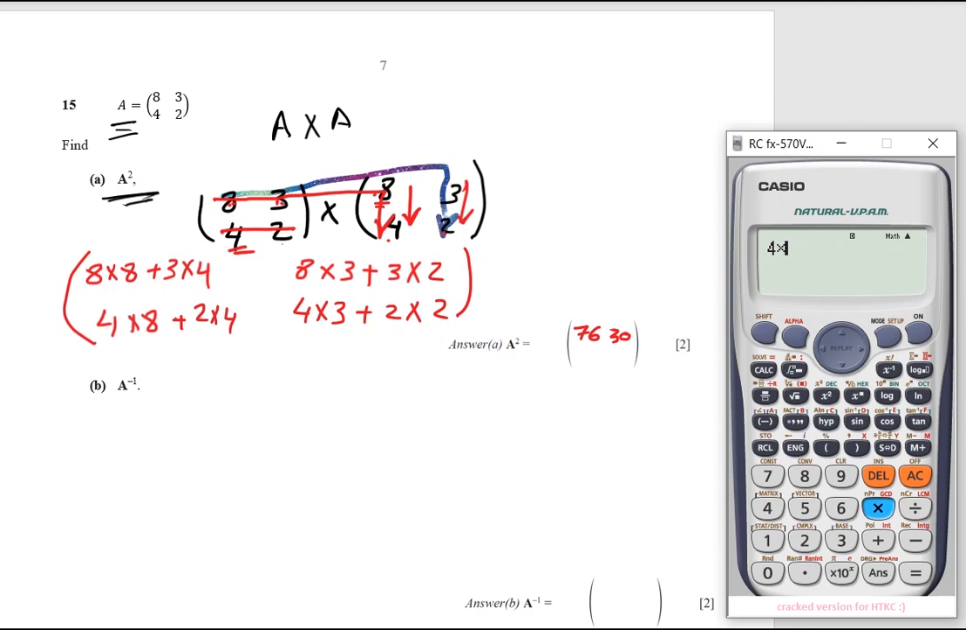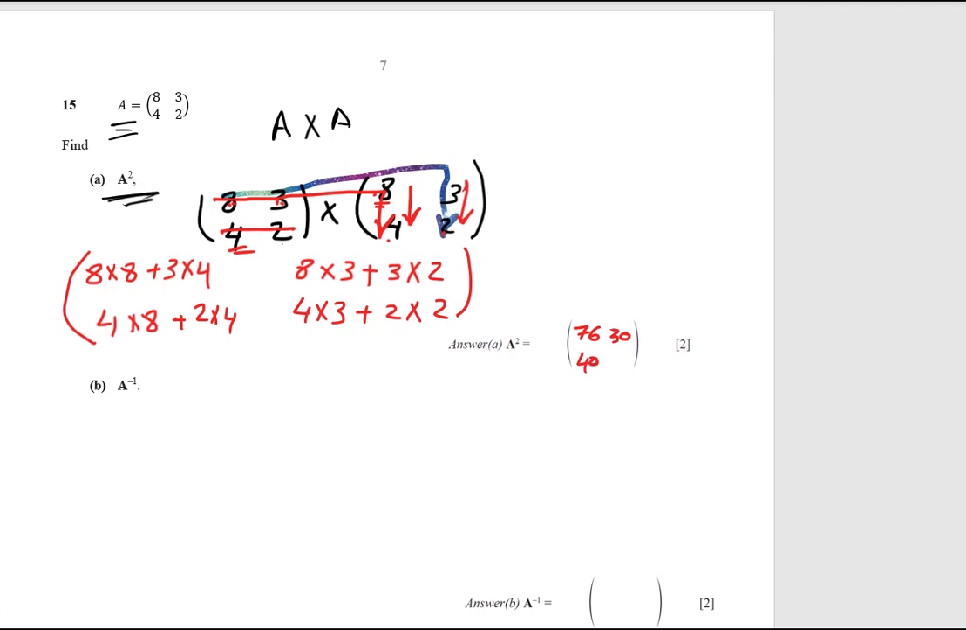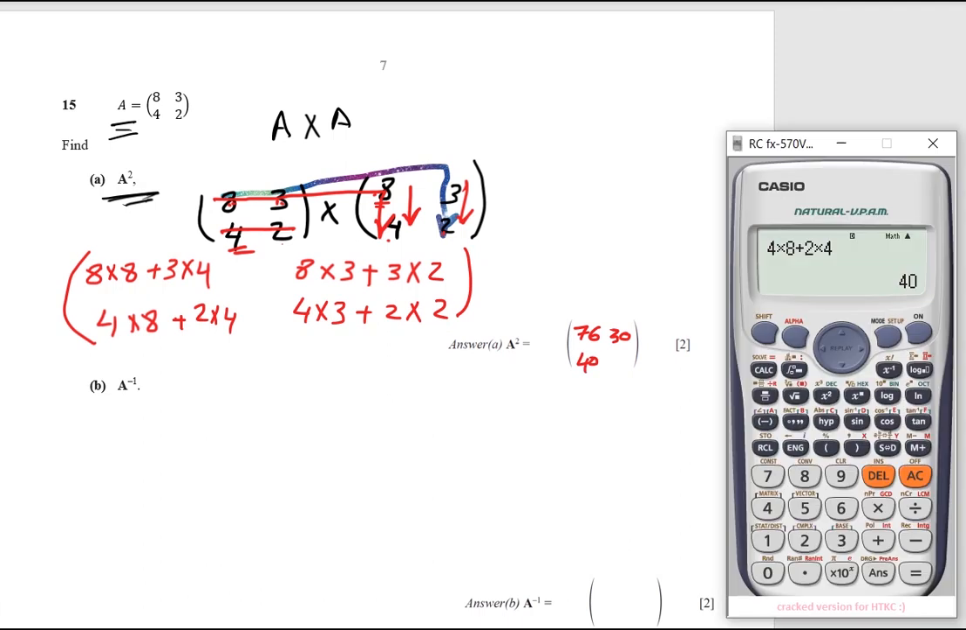4 multiplied by 8 plus 2 multiplied by 4 equal to 40. So the number here is 40, and then 4 multiplied by 3 plus 2 multiplied by 2 will give us 60.